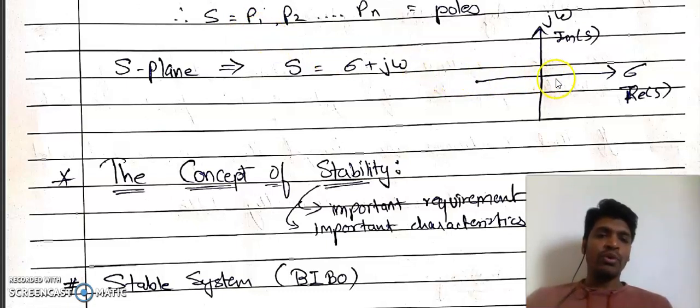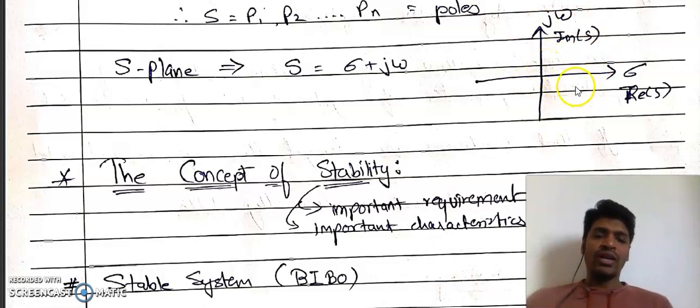So where will the pole be? It will be plus 3 and plus 2j, right? So 3 plus 2j somewhere here in the first quadrant, and 3 minus 2j somewhere here in the fourth quadrant, right? So this is the S plane, and we can plot the poles as well as zeros on the S plane, right?